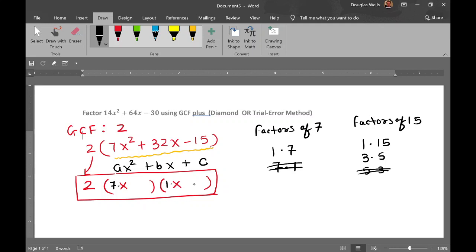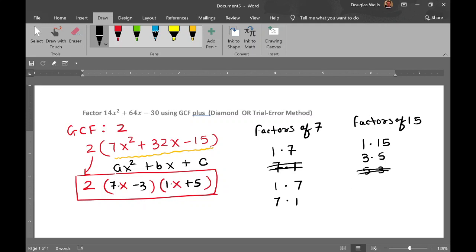Now for the remaining terms, the factors come from 15. Which two am I going to multiply that give me negative 15? My best guess will be 3 and 5, so I'm going to choose negative 3 and positive 5. Now don't forget, you have many choices. On this side, you have 1 times 7, then 7 times 1, because you want the positive value.